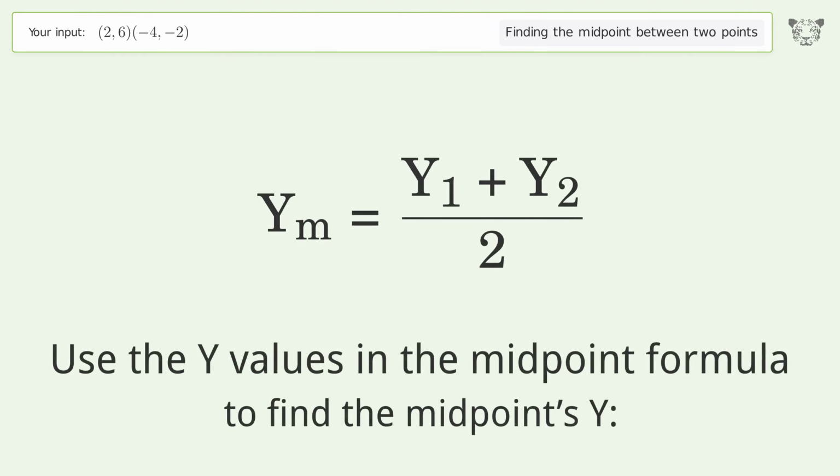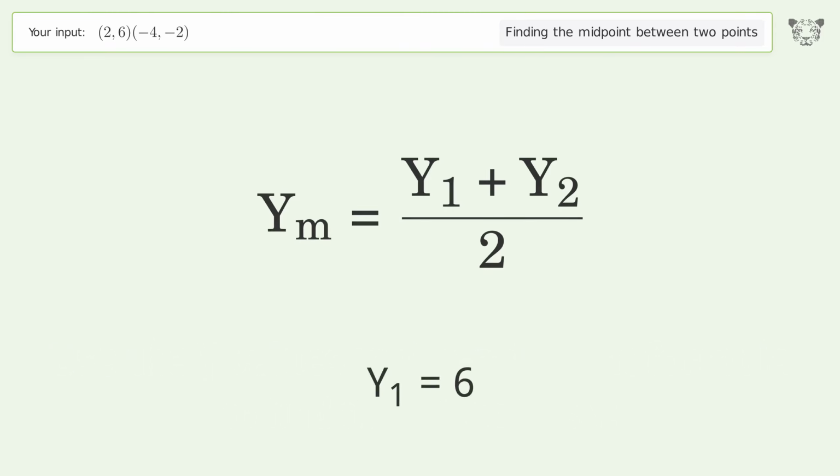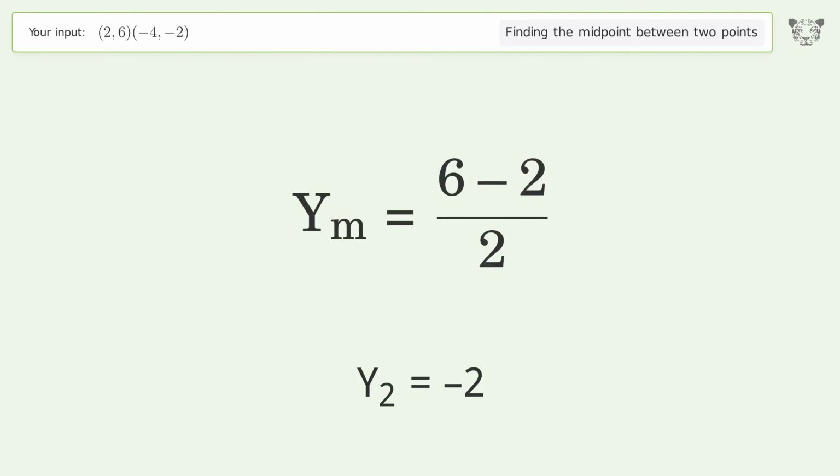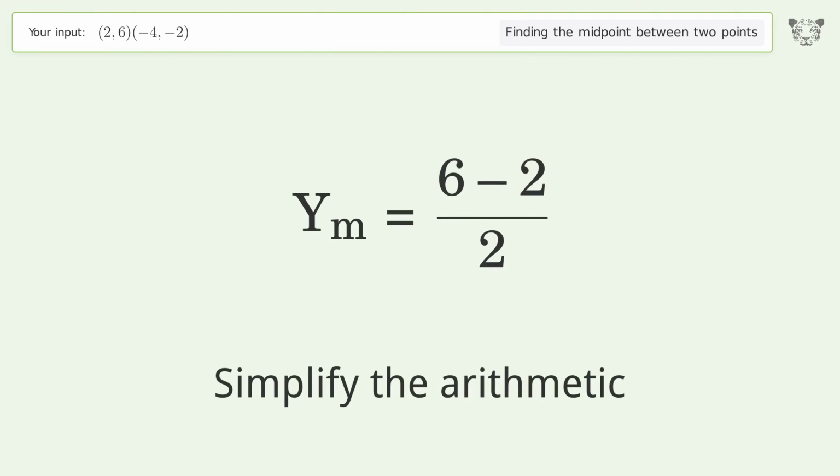Use the y values in the midpoint formula to find the midpoint's y. y1 equals 6. y2 equals -2. Simplify the arithmetic.